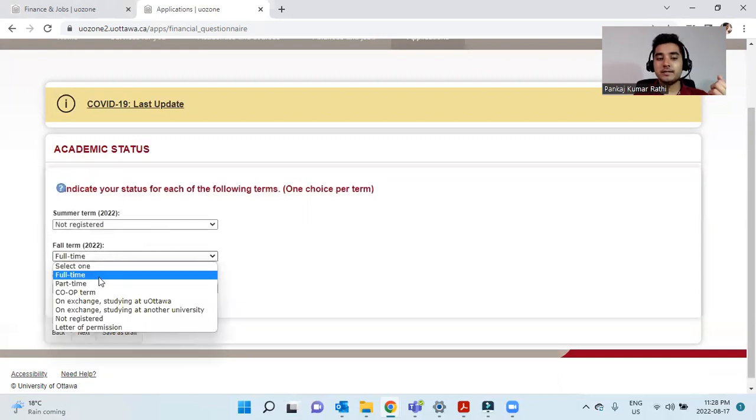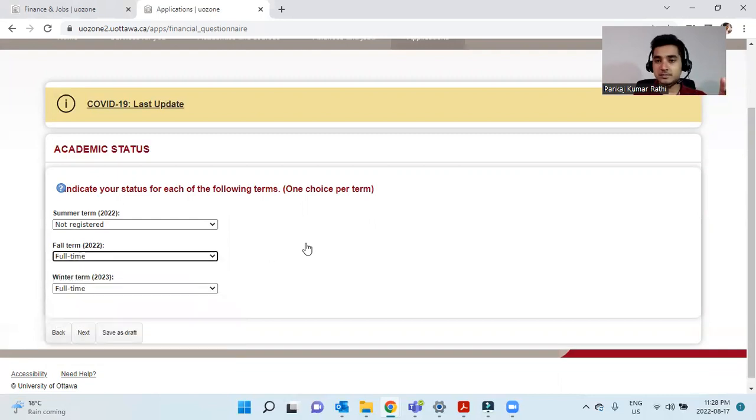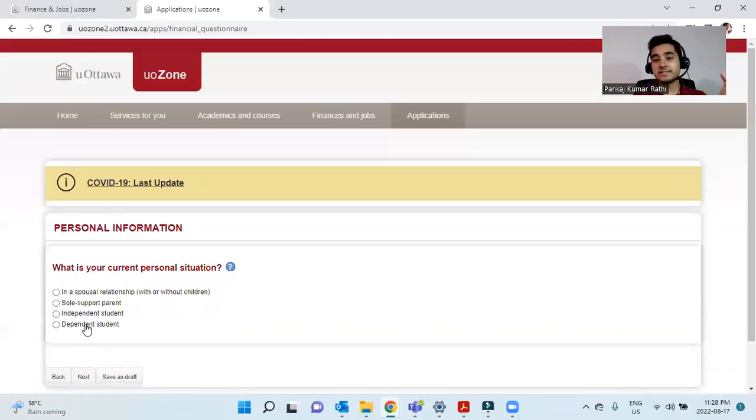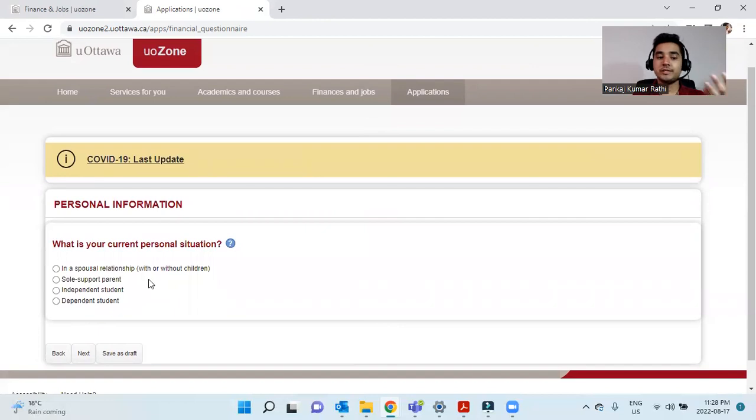Again, there are different options. If you are in a co-op term, do mention co-op term. On exchange is for undergrad students. Usually they go to different universities in a different country or within the same country. So that's on exchange starting at U Ottawa and on exchange starting at another university. So this is it for the first one. Let's go ahead. You can save as draft as well, so that next time when you come in, it will say that it is saved successfully, and you can continue with the next question.